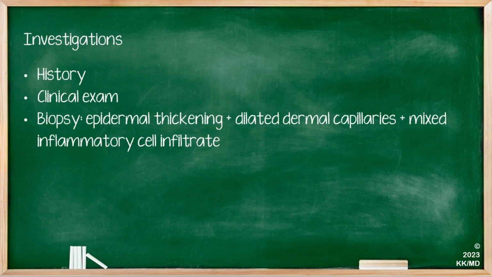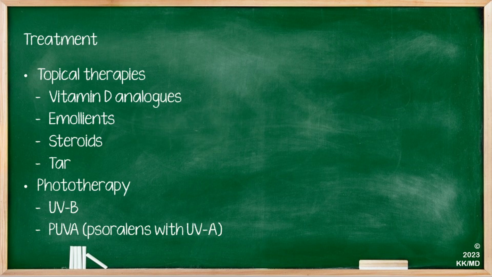History and clinical examination is key when assessing patients with suspected psoriasis. A skin biopsy may be performed, which would show epidermal thickening, dilated dermal capillaries, and a mixed inflammatory cell infiltrate. Treatment of psoriasis involves firstly topical therapies, which include vitamin D analogues, emollients, steroids, and tar. Phototherapy may be needed, and this is with UVB or psoralens with UVA, or PUVA.